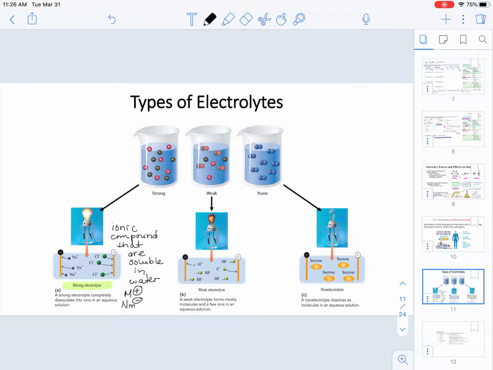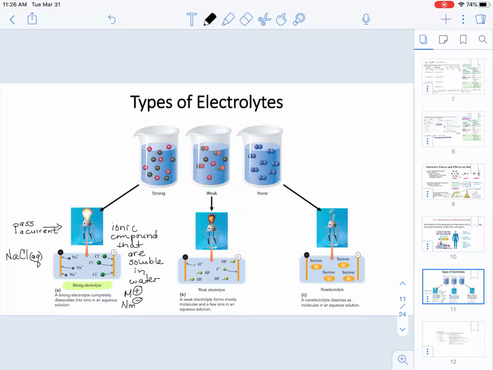An example of a strong electrolyte, as you can see, is a solution in which we have sodium chloride in aqueous form. One more property of a strong electrolyte is that if you pass a current through a solution of a strong electrolyte and then you try to turn on the light bulb, there's going to be a strong light coming out of that light bulb.